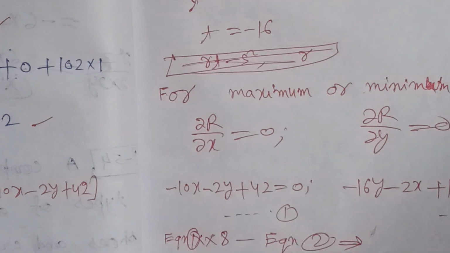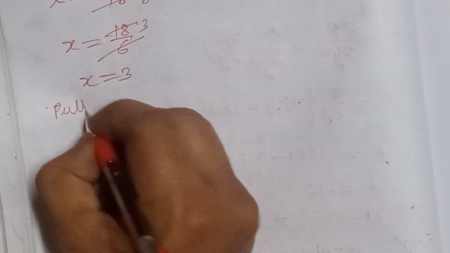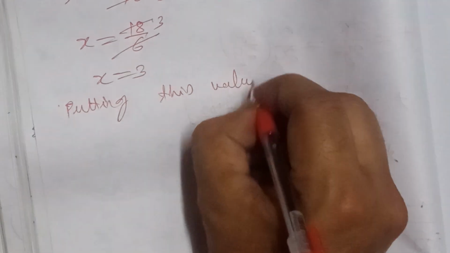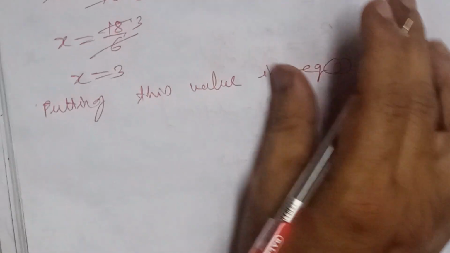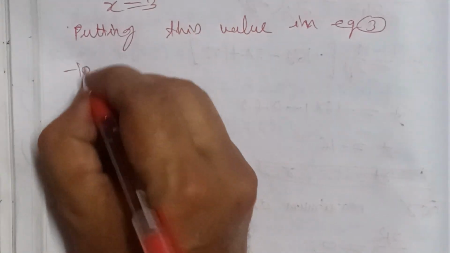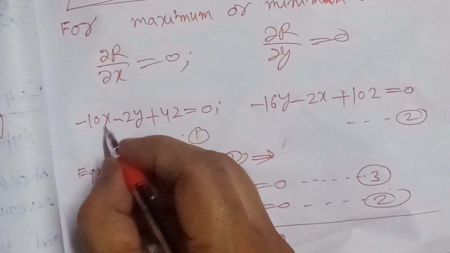So we put the value of x in equation number 1, putting this value in equation number 3, we get minus 10x is equal to 3. Minus 10x, the x value is 3, minus 2y plus 42 is equal to 0.